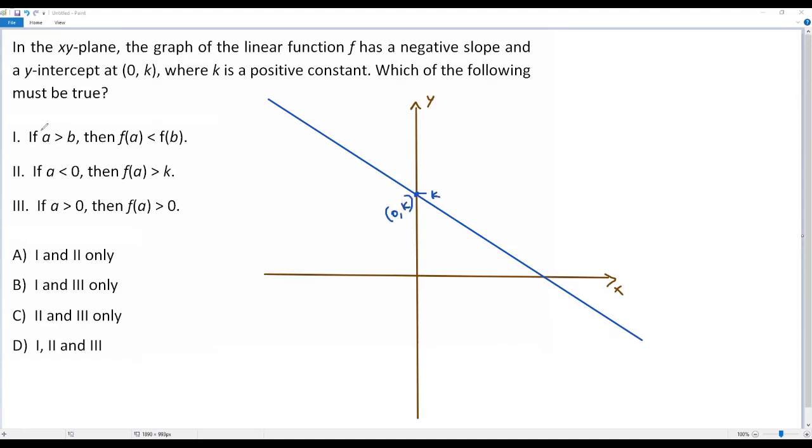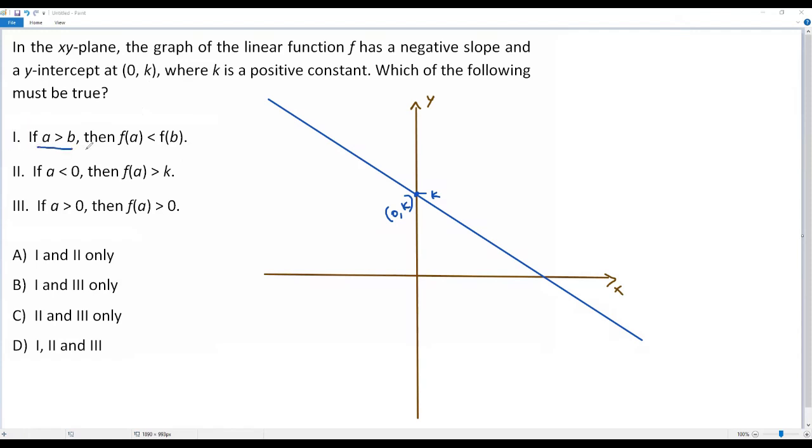In the given statements, the constants a and b are the values of x, and f is the value of y. That is, f of a is the value of y when x equals a, and f of b is the value of y when x equals b. And k is the value of y because k is the y-coordinate at the y-intercept. Okay, now let's verify the first statement.